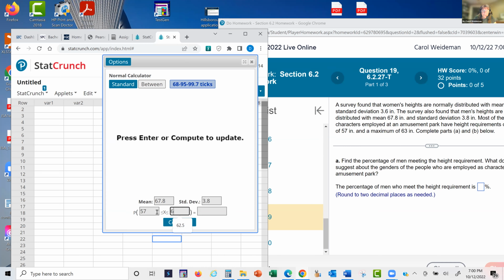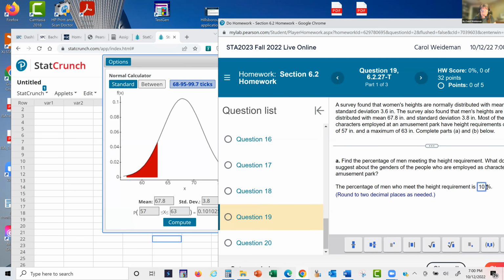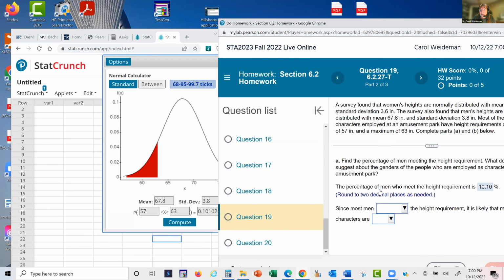and 63. All right. You think very many men are going to be able to meet that height requirement before I hit compute? Anybody want to guess? Any guesses? The mean height for the men is 67.8 inches. Not very many. So 0.1010. And they want a percent. So you're going to multiply by 100 to get the percent. Make sure you do that. So it's going to be 10.10%.